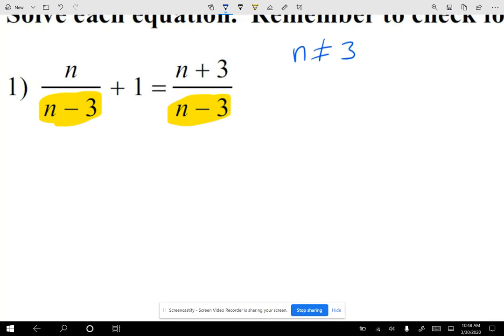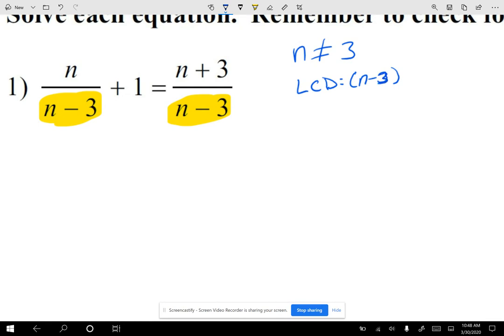Once again, I look at the denominator, I look at the values that can make the denominator equal to 0, and those values I will not accept. The reason why, because in a fraction, we cannot have a 0 at the bottom. Then, I think of my least common denominator. In this case is n minus 3.